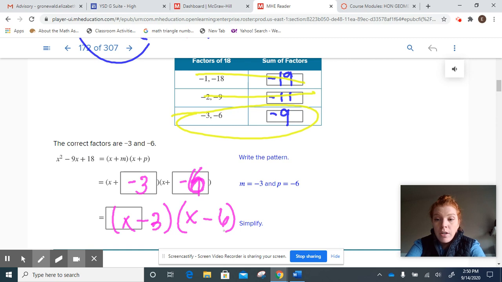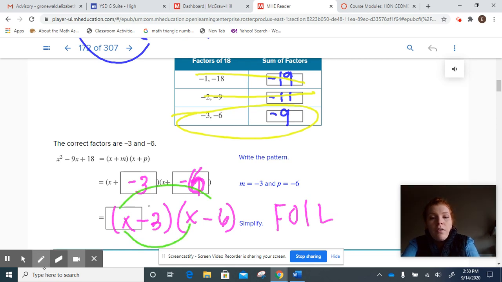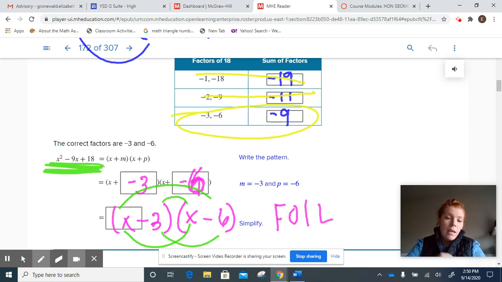Now, if you wanted to check your answer, all you would have to do is FOIL. You come through and do first, outer, inner, last, and it would get the same starting point that you had. So the main rule: multiply to the back number, add or subtract to the middle number. You have to be really good at multiplication tables for these.